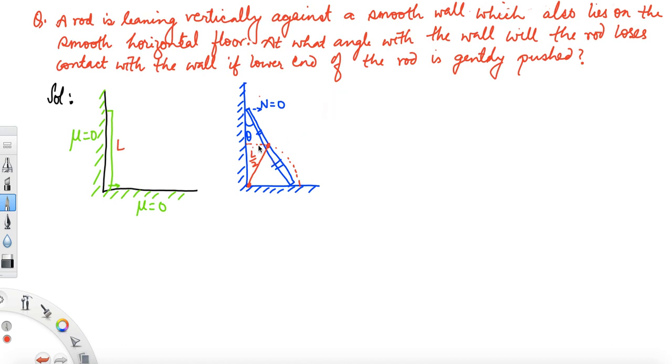So of course this is going to be a quarter of a circle because as the rod falls down, finally the rod is going to be in the horizontal position. So here let's say this is xy. So we can say x square plus y square is equal to L by 2 whole square. This will be the equation of a circle.